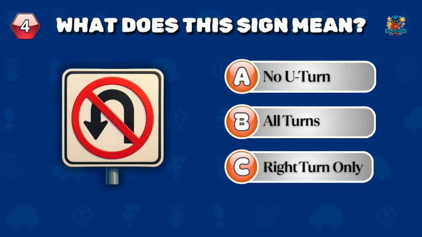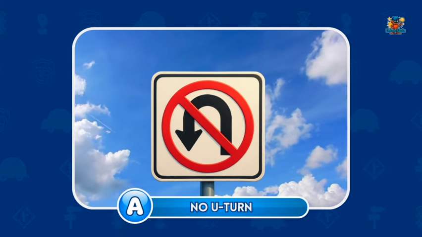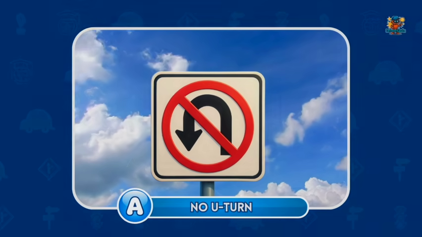Question 4. A. No U-turn. B. All turns. C. Right turn only. A. No U-turn. This sign tells you U-turns are not allowed at this location.